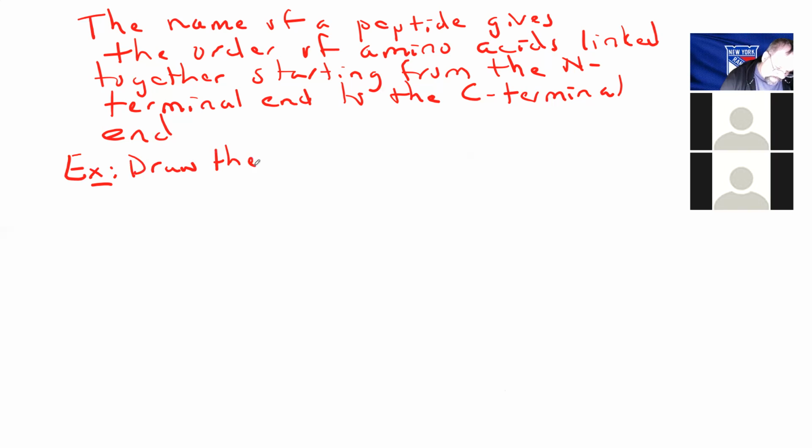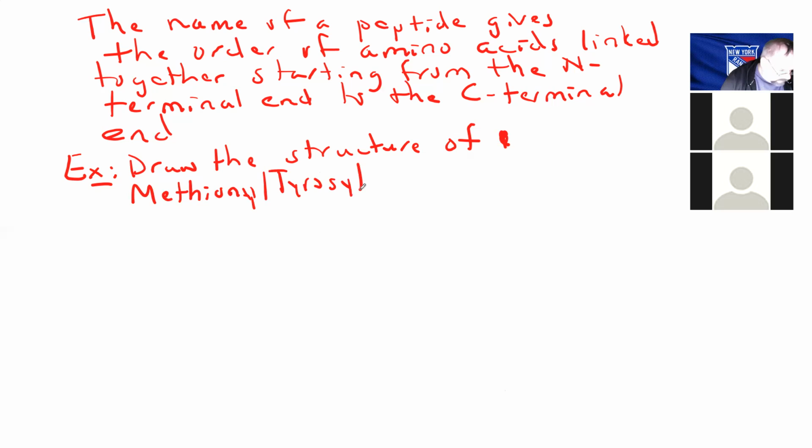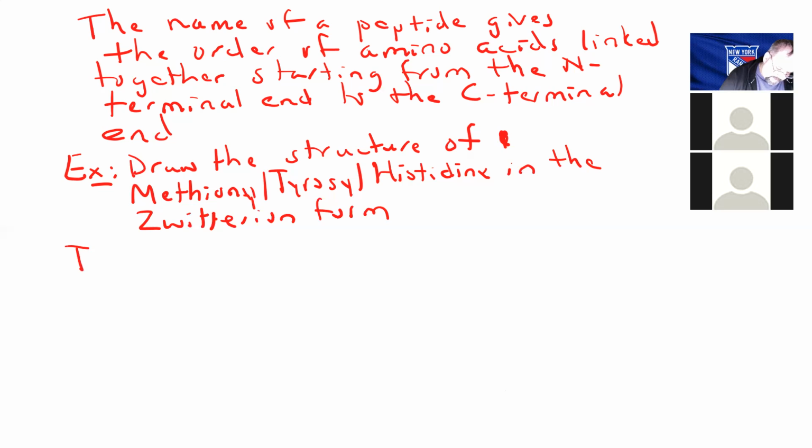Draw the structure of, and let me write the name over here, methionyl tyrosyl histidine in the Zwitter ion form. Right. Well, let's give you some side chains.